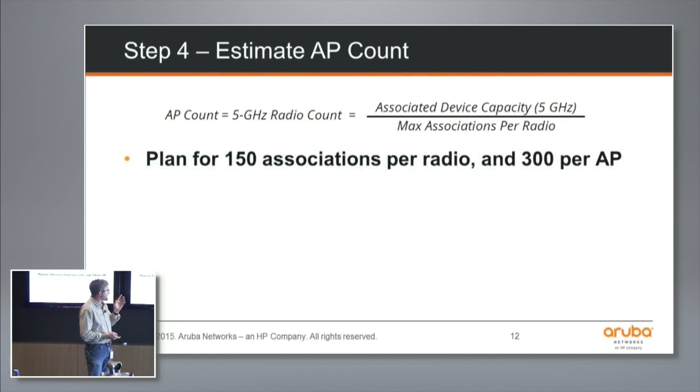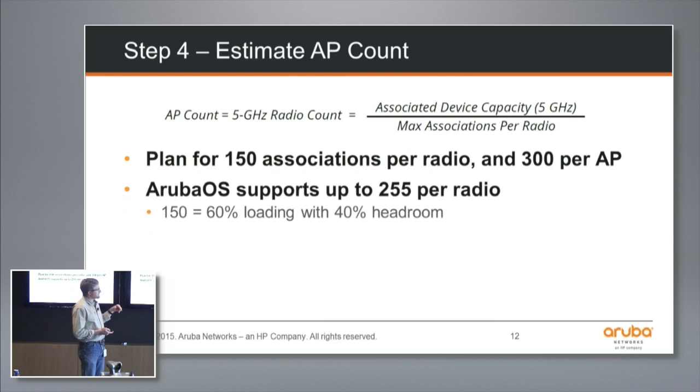So how do I get from that to AP count? Basically, you take the 5 gigahertz number, the 5 gigahertz ADC, and you divide by a number of associations per AP, or sorry, per radio, and we generally recommend 150 as the target there. And that is about 60% of the capacity we support. So you can go all the way to 255 associations on an Aruba AP.